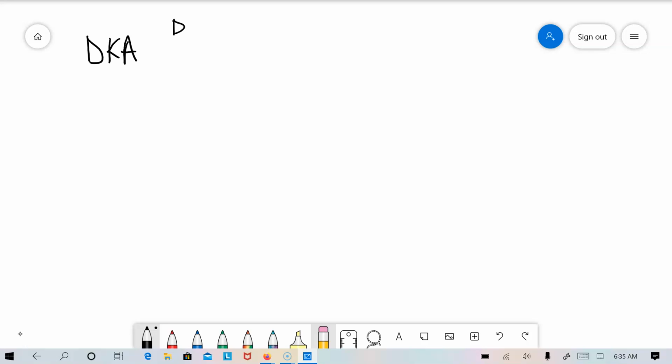So remember, D stands for diabetic, K stands for keto, and the second part is acidosis. Now, looking at the names, we know that this is going to be a problem with our diabetics. Keto should be a clue that we're going to have issues with ketones. And acidosis, we know that we are going to have a patient with metabolic acidosis.